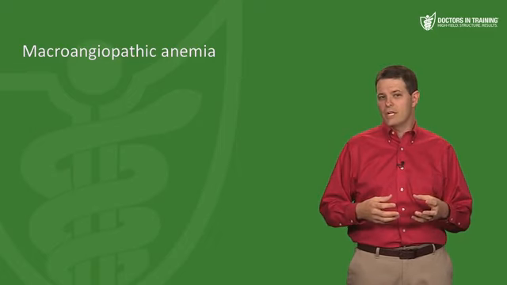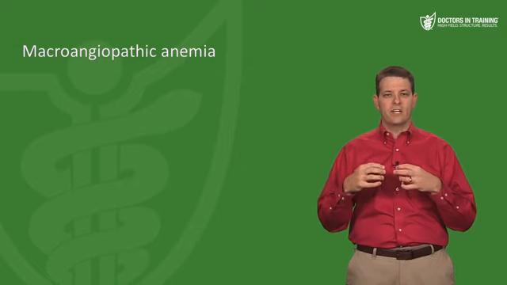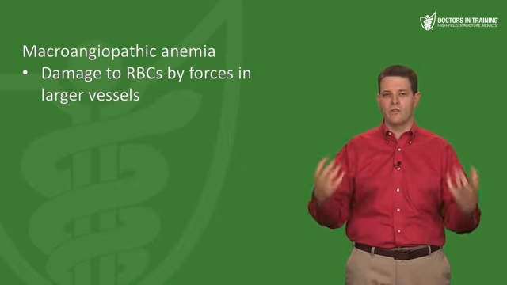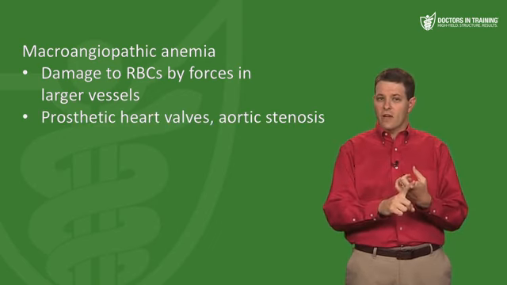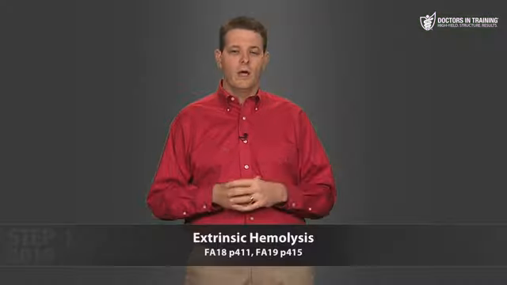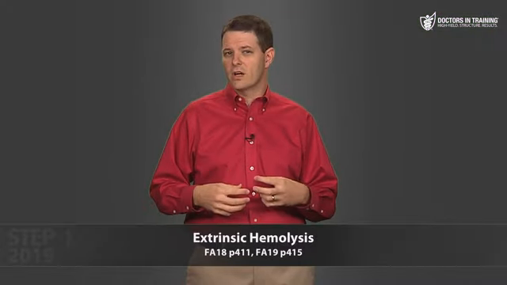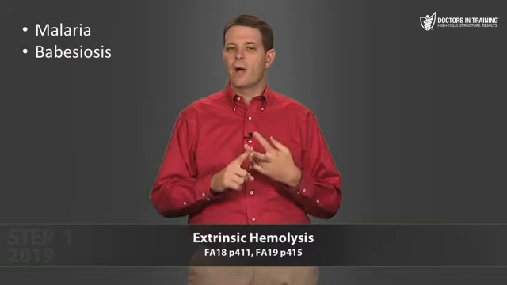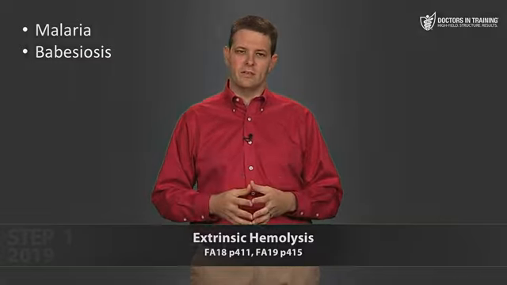Then macroangiopathic anemia is where instead of red cells getting chewed up by microvascular conditions, here you have damage to the cells by forces in larger vessels. So we said that prosthetic heart valves can do this, or maybe rarely aortic stenosis can do this. And then there are some infections of the red cells that can cause hemolysis, like malaria or babesiosis. These are covered in the microbiology lecture on protozoal diseases.